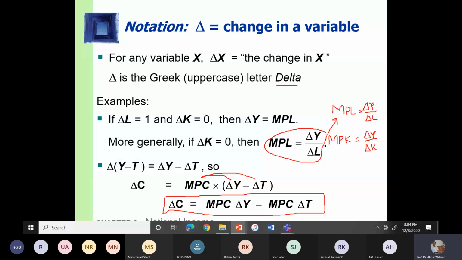Change in consumption is MPC times delta y minus MPC times delta t.